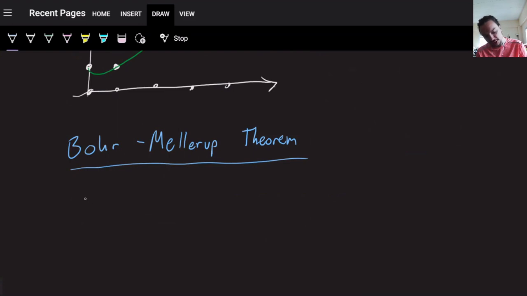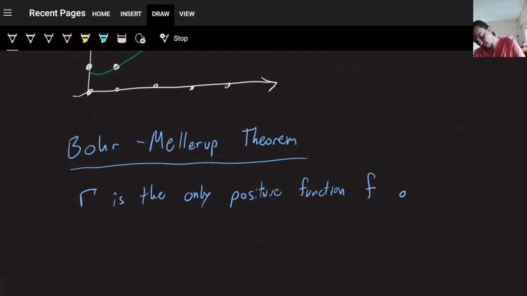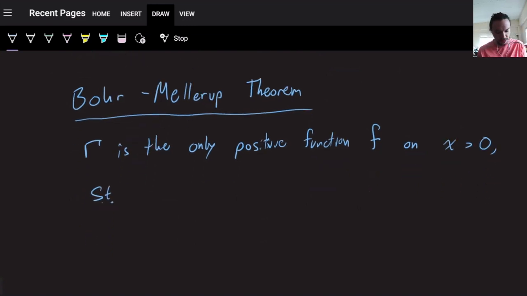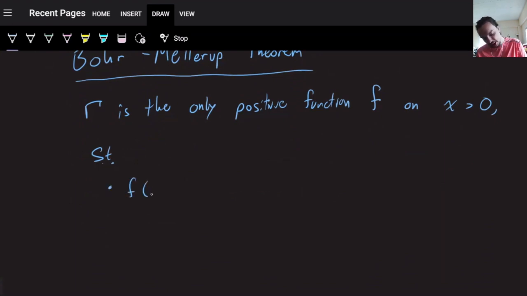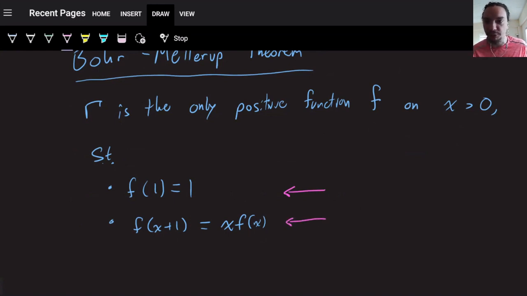So it says that gamma is the only positive function f on the positive reals such that the following are satisfied. f of 1 equals 1. We have the equation that we want, f of x plus 1 equals x f of x. So remember that we used these two to show that gamma of n was equal to n minus 1 factorial.